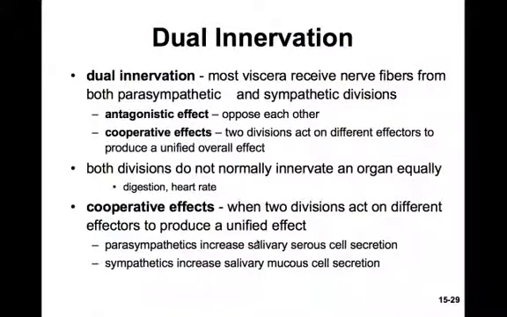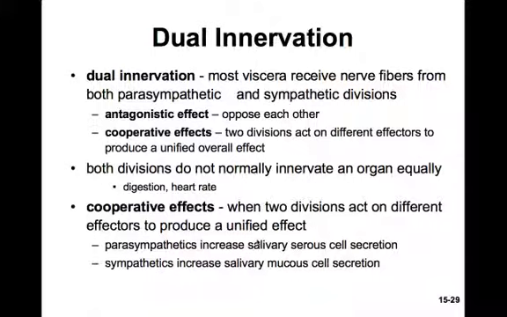So most of the viscera receive nerve fibers from both the sympathetic and the parasympathetic divisions. And thus, they have dual innervation. This dual innervation can have antagonistic effects or cooperative effects. In antagonistic effects, both systems oppose each other. For example, the sympathetic division will speed up the heart and the parasympathetic division will slow it down.